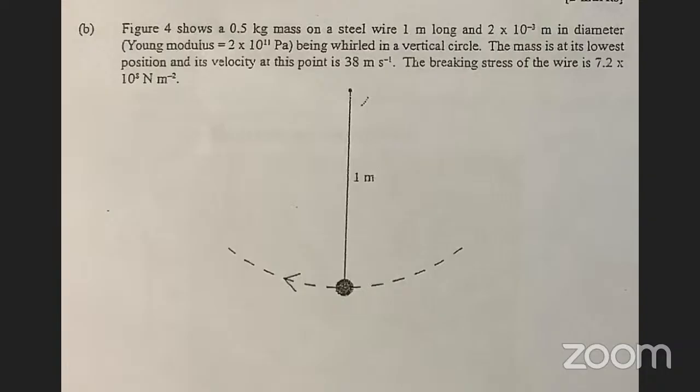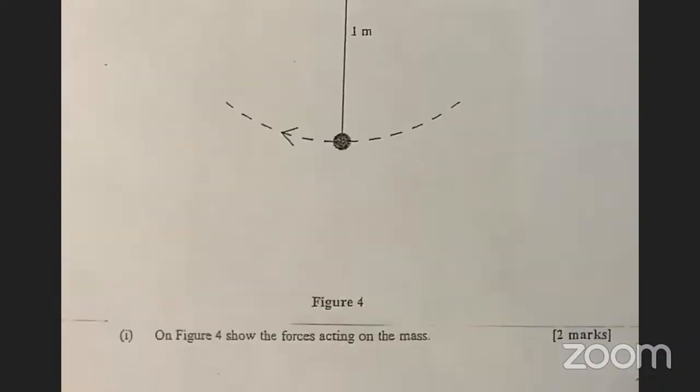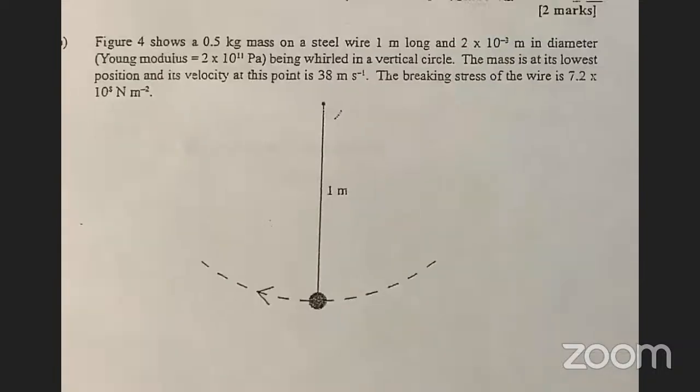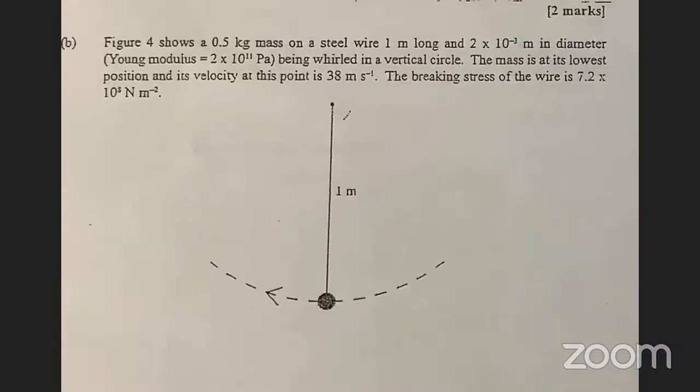Hey, don't worry, we have the question right here. We can work it out fast. All right, so write down all the information. What they did here is they included circular motion in a Young's modulus question, so you have to remember your circular motion. The first part is to show the forces acting on the mass. Drawing the diagram earlier, what are the forces acting on this mass?